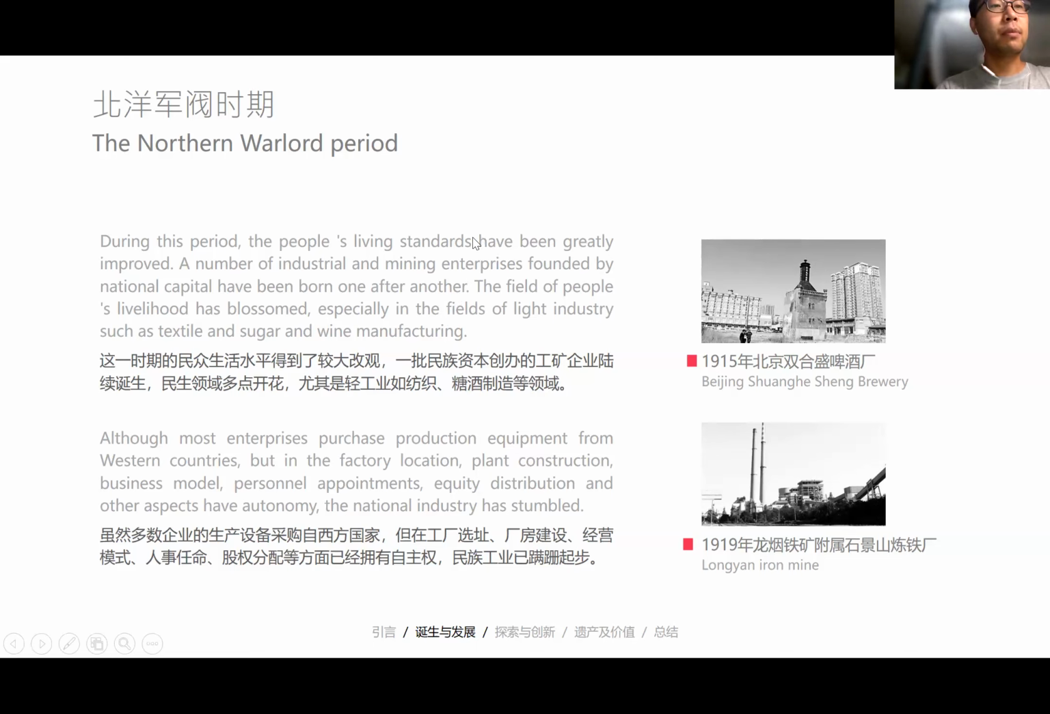During this period, they built such plants as the Beijing Shuangheshneg Brewery and the Beijing Longyan Iron and Steel Factories, like the pictures on the screen's right. This is the Beijing Shuangshenghe Brewery factory, founded in 1919. It's the original of the Shougang area. We know it's very famous in Beijing now.